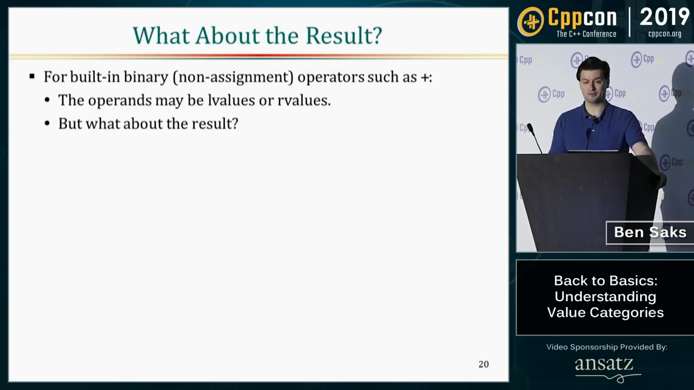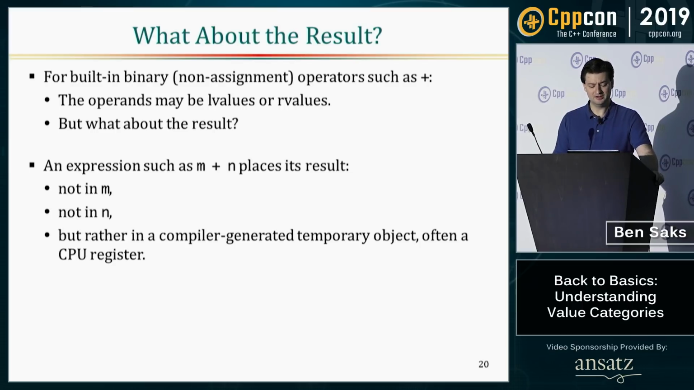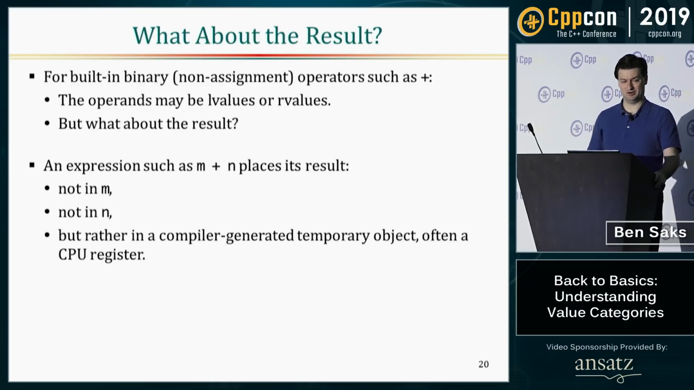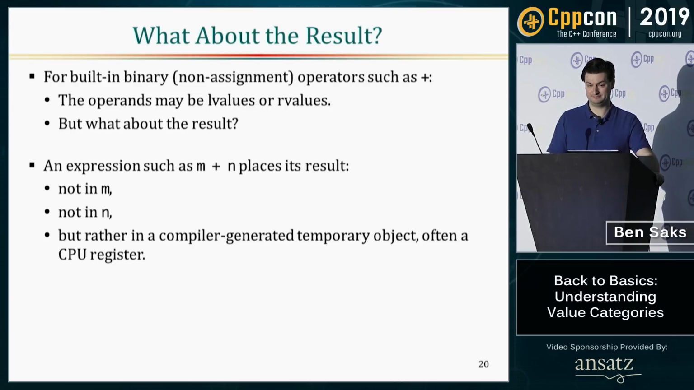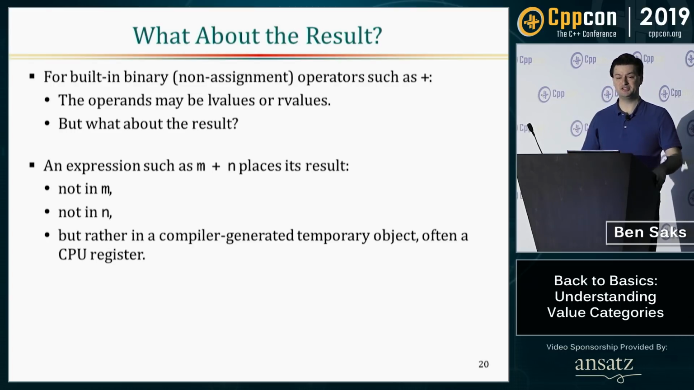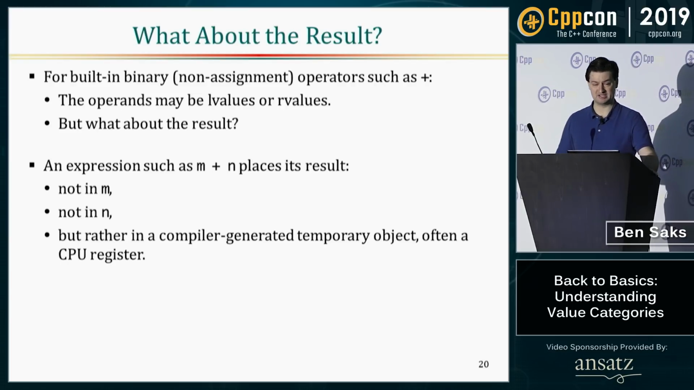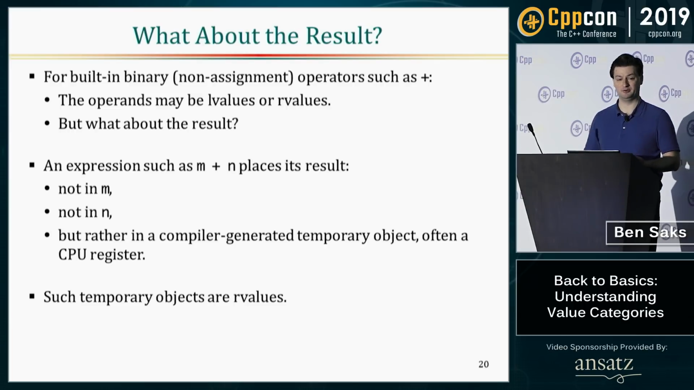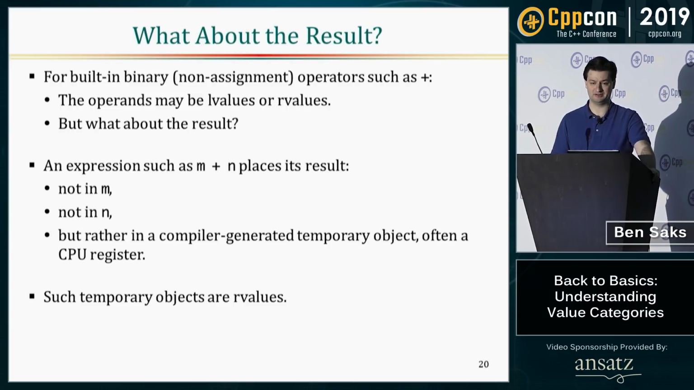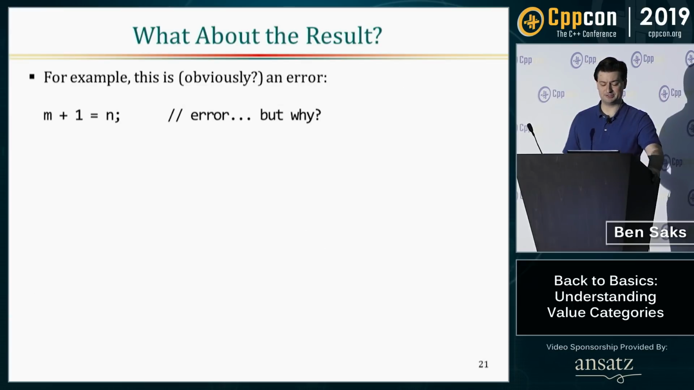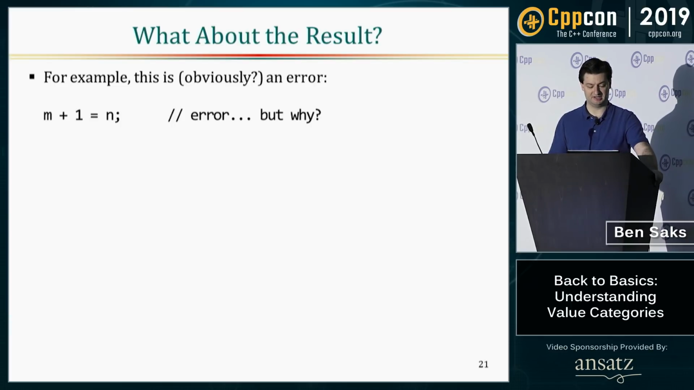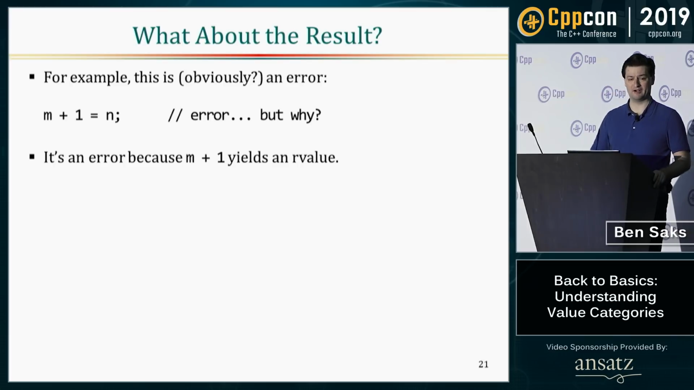On the other hand, what about the return value? Where does the result m plus n go? It doesn't go in m, it doesn't go in n. It goes into a temporary location, maybe a CPU register. And that sort of temporary object is an Rvalue. It's not guaranteed to have memory storage associated with it. And so as such, just like you can't assign to the literal 1, you also can't assign to the result of m plus 1, because that's an Rvalue. There's nowhere for the assignment to assign to.